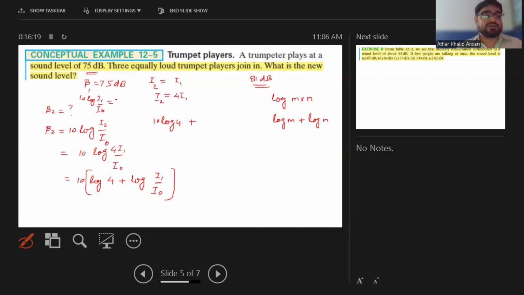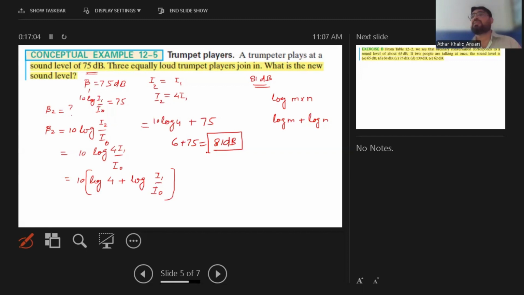This is 75. You already found beta 1, so I wrote here 75. What is the answer of 10 log 4? 6. So 6 plus 75. So I told you before without solving, this is it. Just to prove it. But if you remember the rule that every 3 decibel increases the intensity twice, 6 decibel increases 4 times, 9 decibel increases 8 times, 12 decibel increases 16, you don't need to do anything. You can just write the answer as it is.